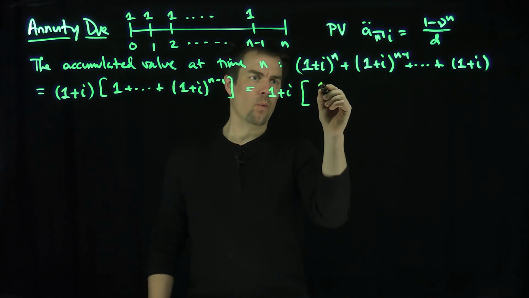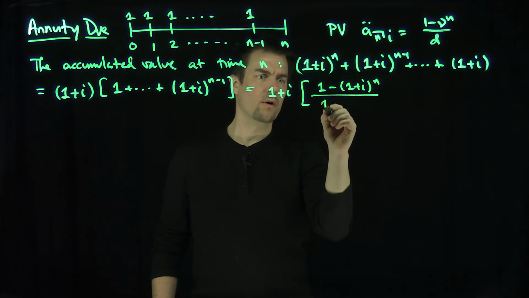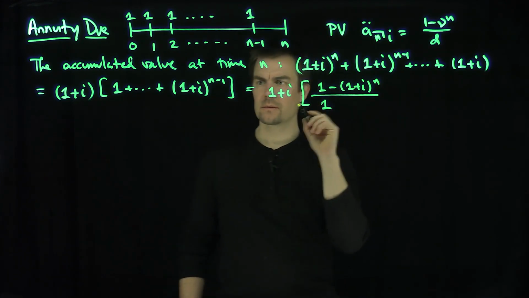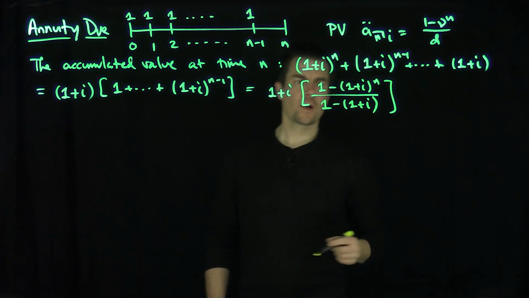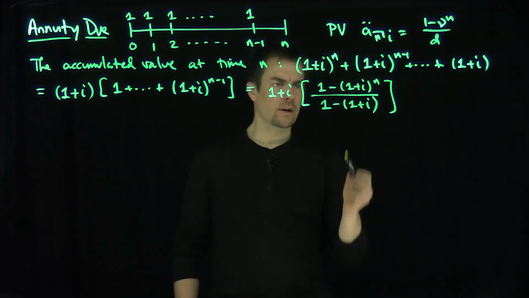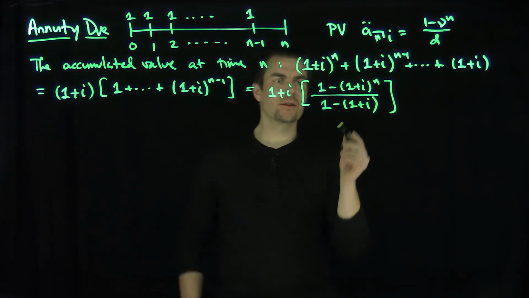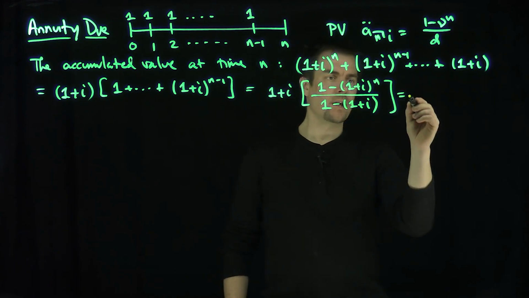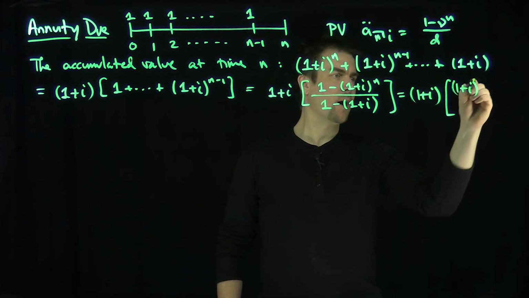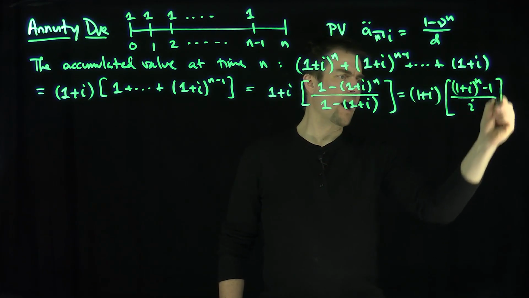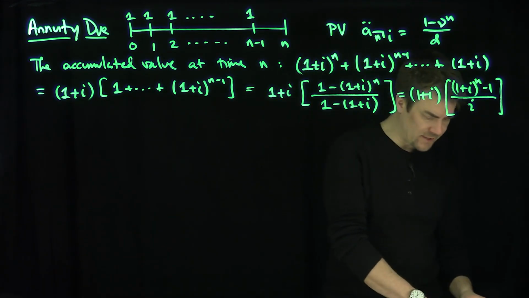times 1 minus 1 plus i to the n over 1 minus 1 plus i. Okay. So of course the denominator over here is just going to be i with a negative sign, so I'm going to flip everything. So this is going to be 1 plus i times the quantity 1 plus i to the power n minus 1 over i. That's our formula.